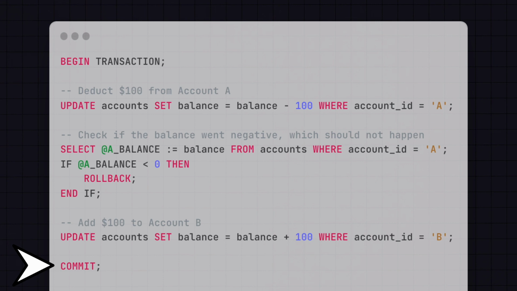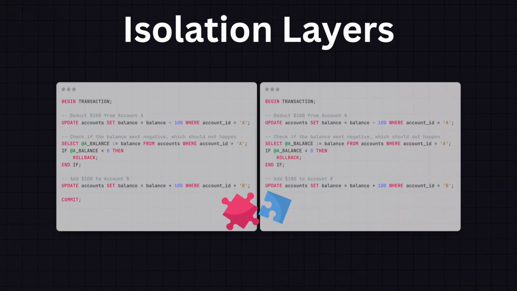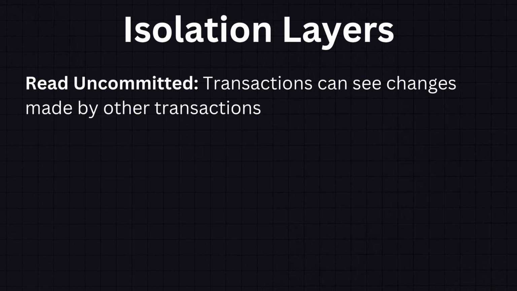This will ensure that both accounts are updated appropriately, and if there is an issue at any point, none of the changes are applied, maintaining the integrity of the data. We also have isolation levels in database transactions, which determine how transaction integrity is maintained and to what extent each transaction is isolated from one another. The first level is read uncommitted, which is the lowest level of isolation. Here, transactions can see changes made by other transactions even before they are committed.